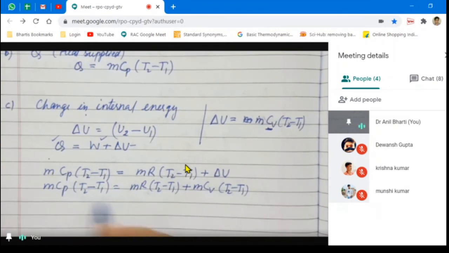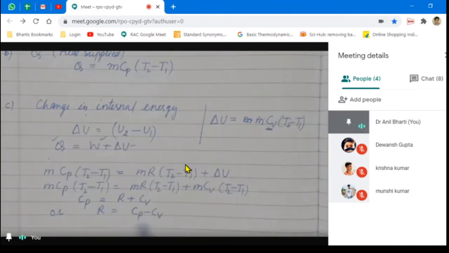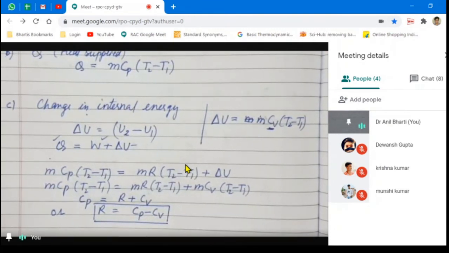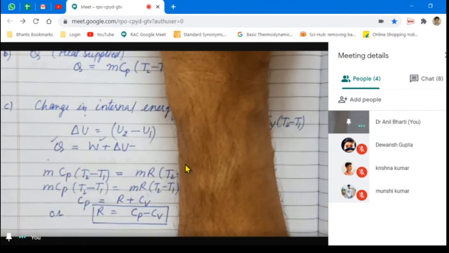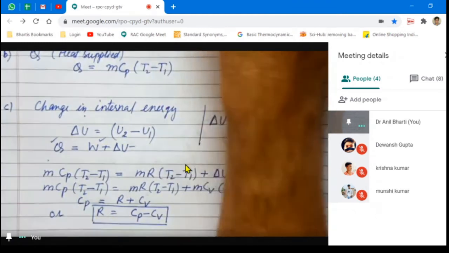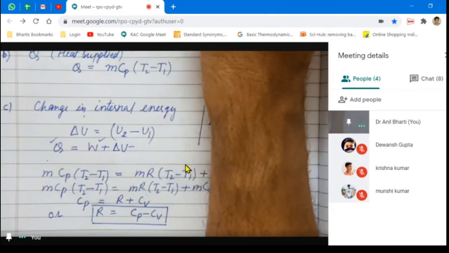So cancelling out these common terms, we are left with Cp is equal to R plus Cv. From here we get R is equal to Cp minus Cv. I think you already know this relationship, a very important relation. So this is the constant pressure process. This is also known as a non-flow process.